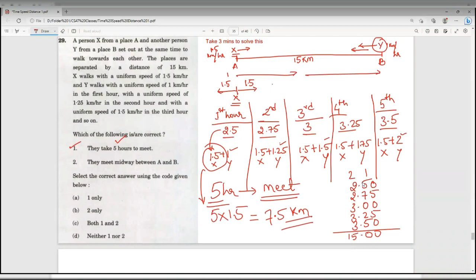So in 5 hours, X would be covering 7.5, and that 7.5 is exactly at the middle, and this is where X and Y will meet. We are taking X here only because X's speed is constant and Y's speed is increasing after every hour. You can calculate from Y also, but you have to calculate the distance covered by Y for each hour. But here we can calculate exactly how many kilometers X has traveled.